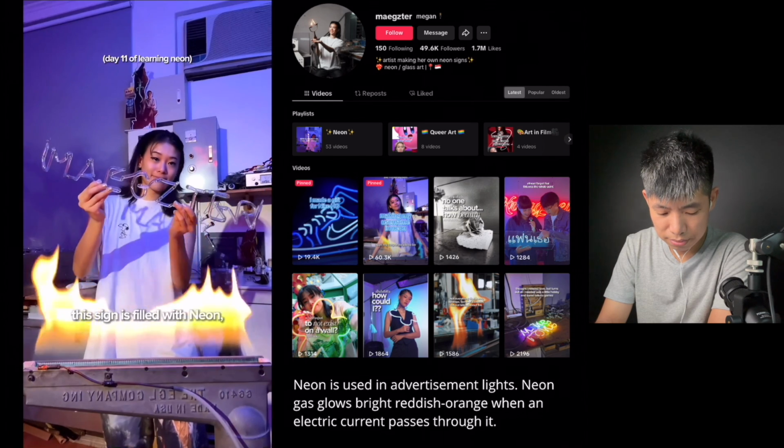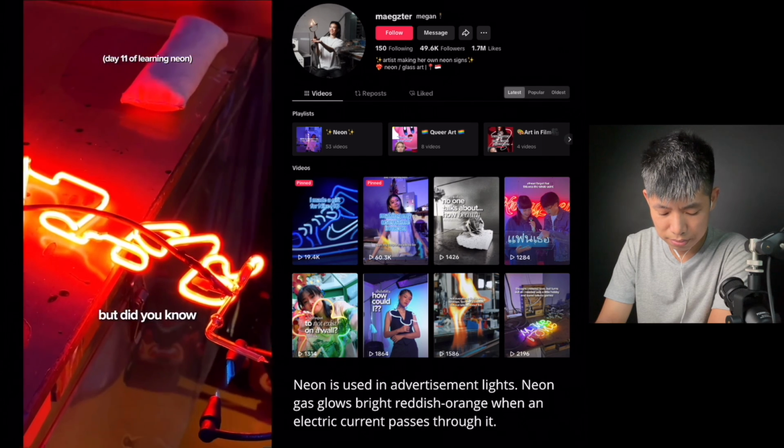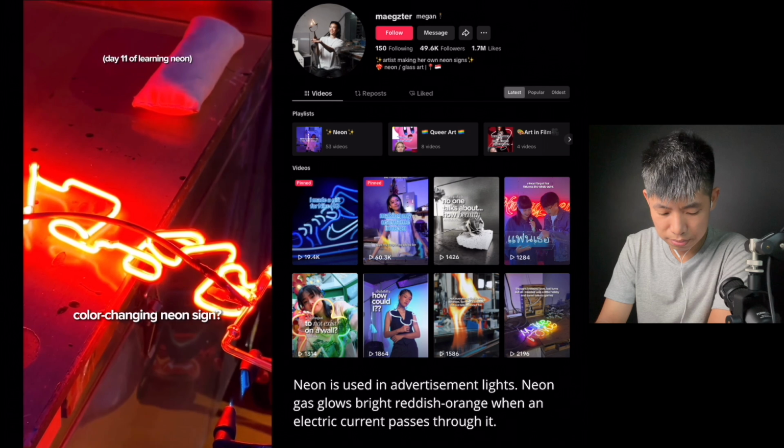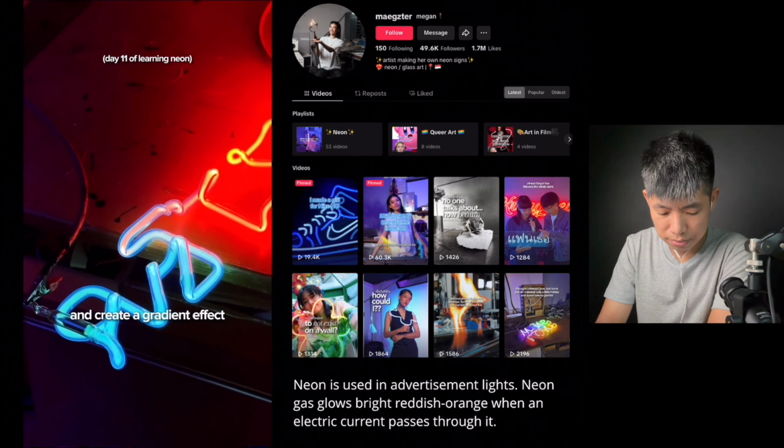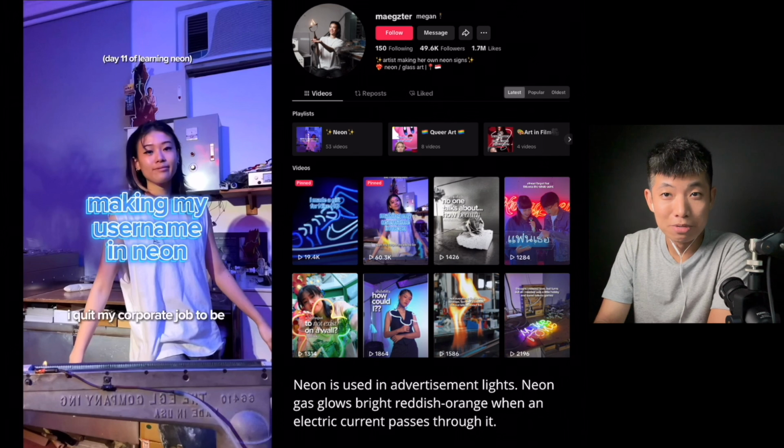This sign is filled with neon and starts off red. But did you know that you can make a color-changing neon sign? With the right temperature and a drop of mercury, the sign can change into blue and create a gradient effect. So there is a bit of chemistry knowledge that comes together with art as well.